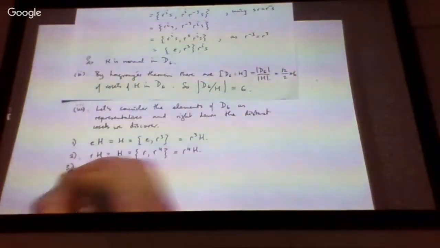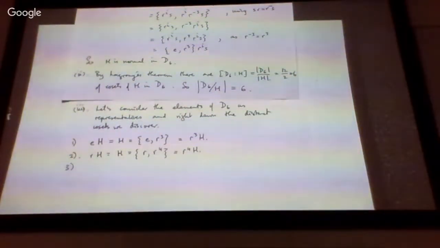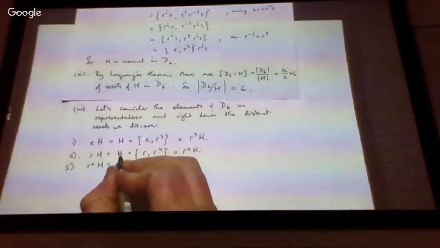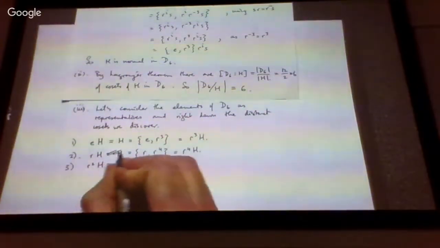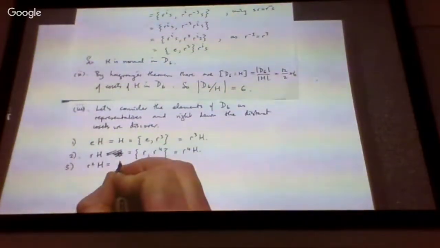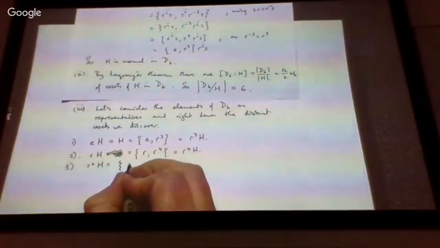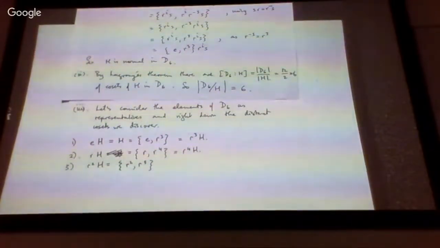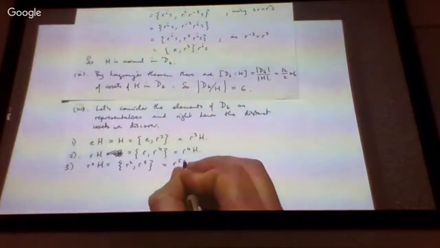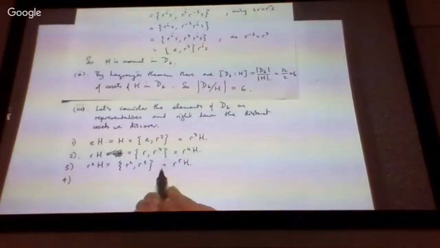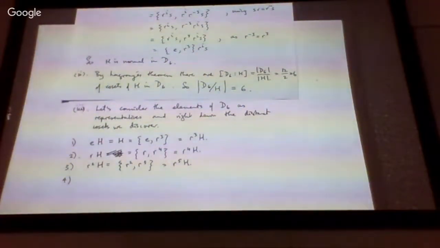So another one, R squared. Sorry, why did I write H there? That's not right. R squared H is R squared and R5. So clearly that's also represented by R5. At the end of this process, I'll have all 12 elements on the page, so to speak.